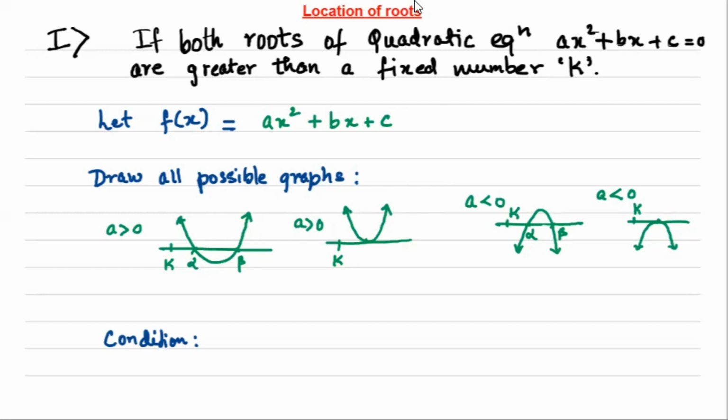Now, the next thing is to check the property, observe what and all we can conclude from these four conditions. So these are the four possible graphs which we can make for this given condition that the roots are greater than the fixed number k.